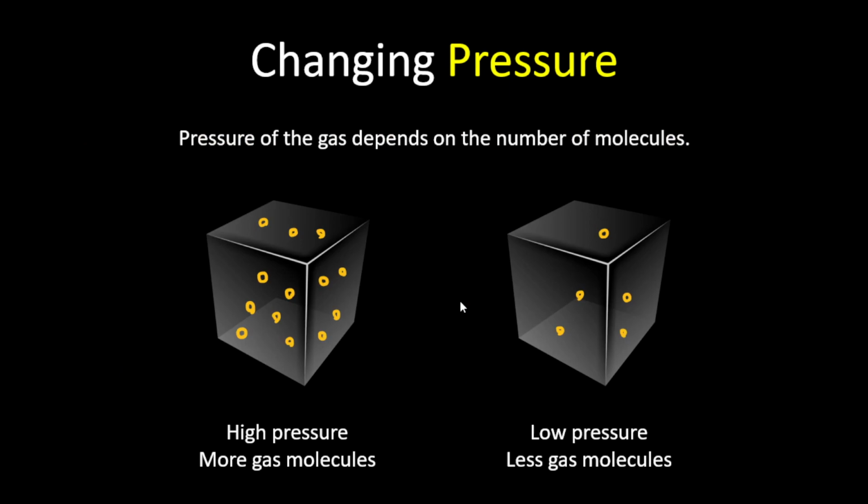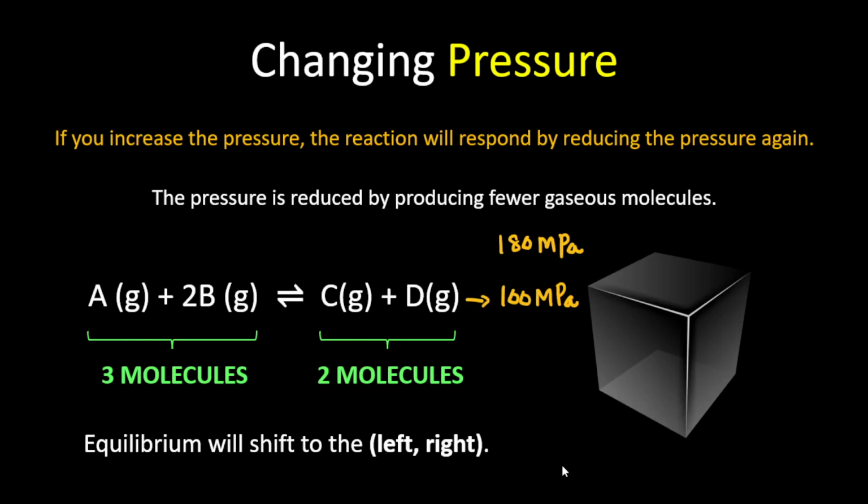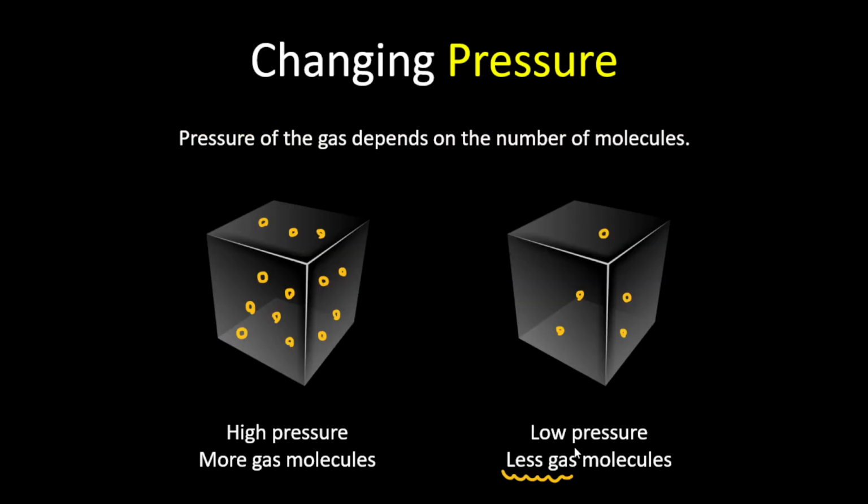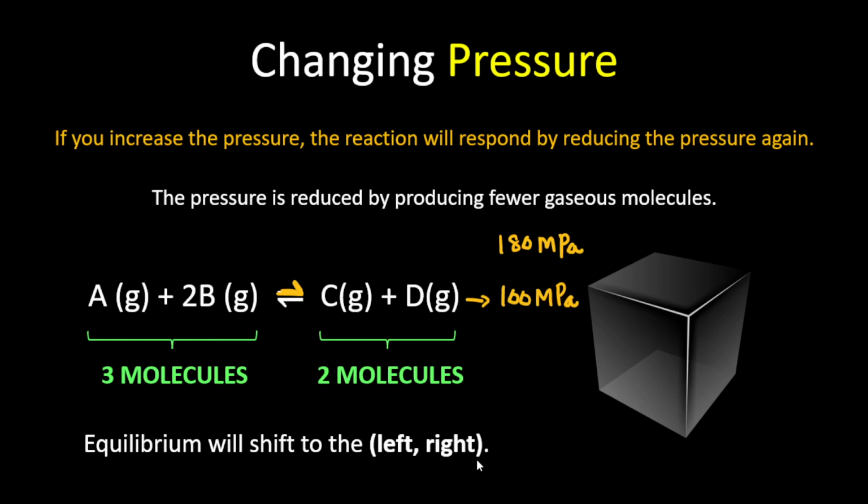How can it do that? It can try to shift to the side with fewer gas molecules. If we look at it here, we have 3 molecules on the left hand side and 2 molecules on the right hand side. So if I increase the pressure here, what will happen? The pressure will be reduced by producing fewer gas molecules. So the reaction will favor this way because we need to lower the pressure again. That is why the equilibrium will shift to the right side. Alright?